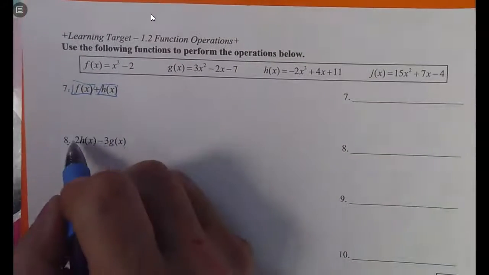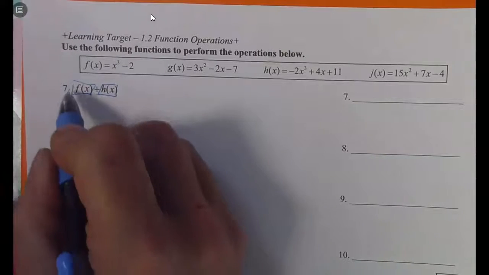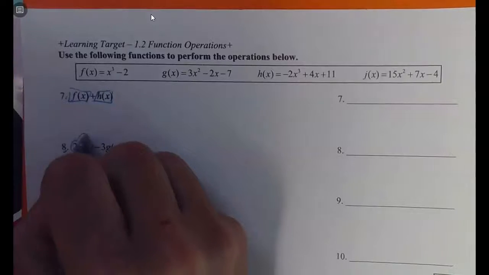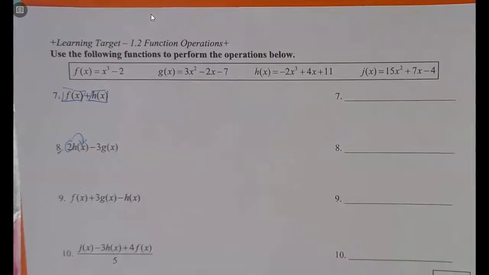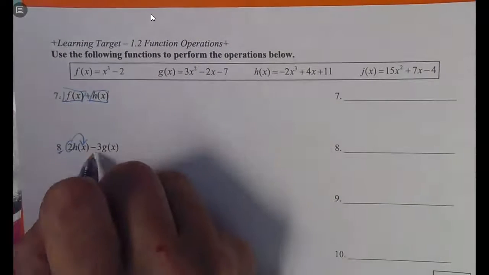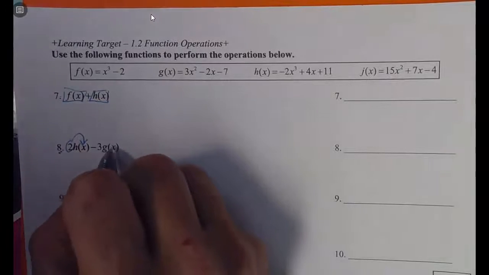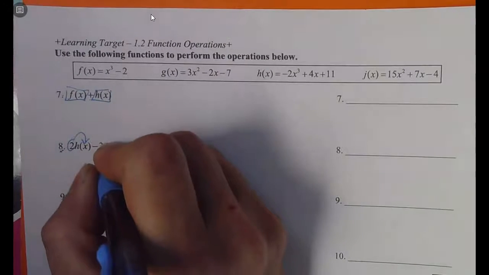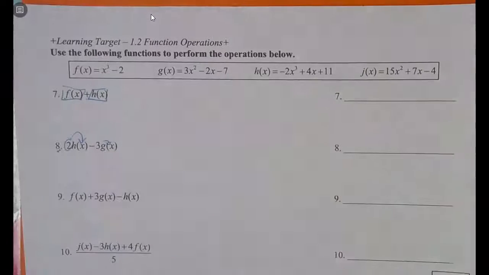Number 8, it says you take, that's 7, and then this is 8. It's not number 2, it's 8. So 2 times the function h of x minus 3 times the function g of x. Be careful with that minus sign.